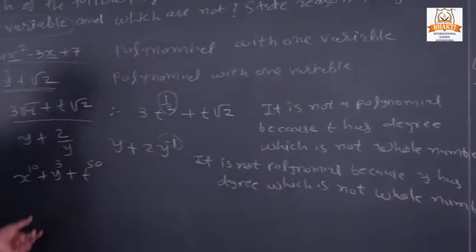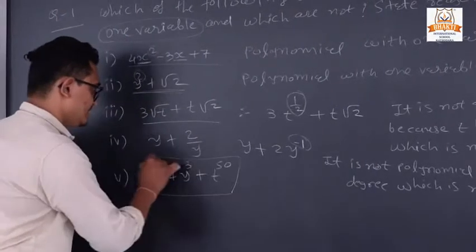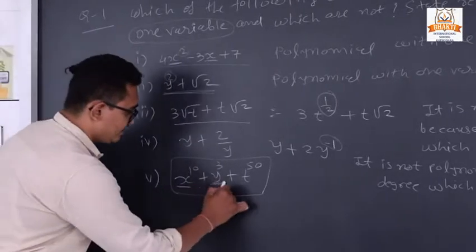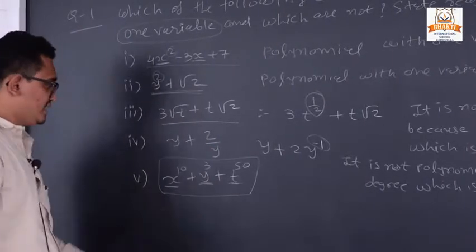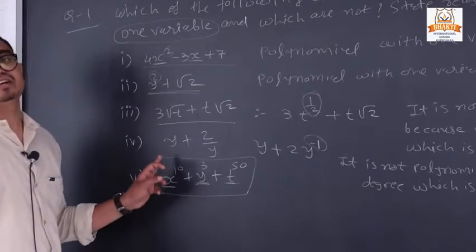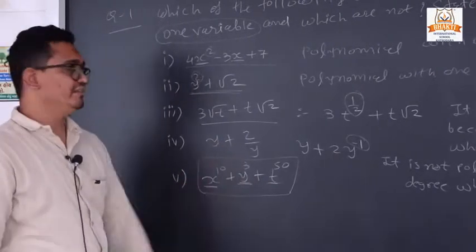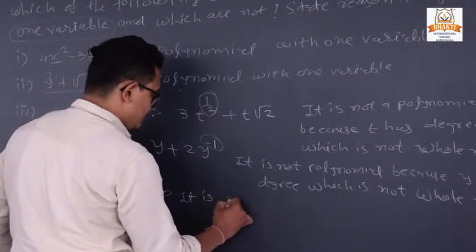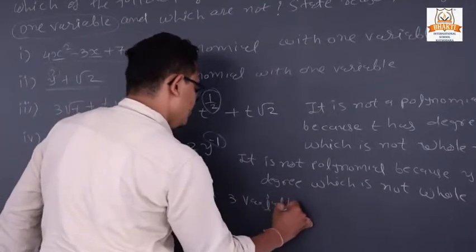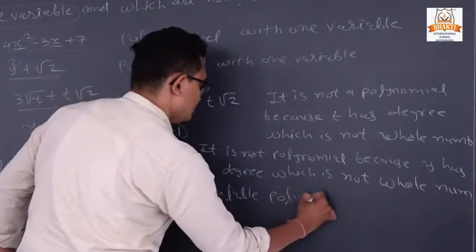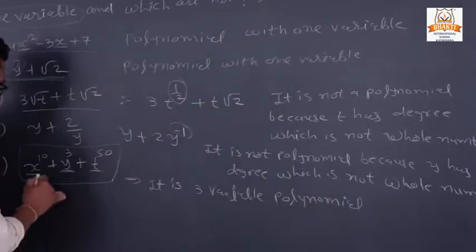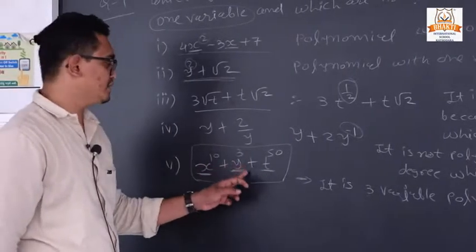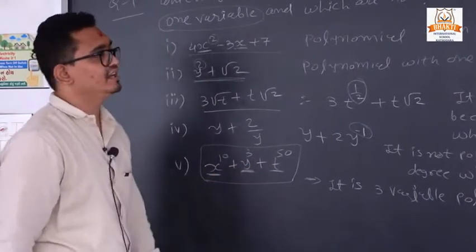Next, in the last example you can see that it is a polynomial, but it is not a polynomial in one variable. Here we have 3 variables. So in the last case it is a polynomial, but not a polynomial with one variable. Here we can write, it is a 3 variable polynomial, because here we have x, y as well as t. So it is not a polynomial with one variable because we have 3 different variables.